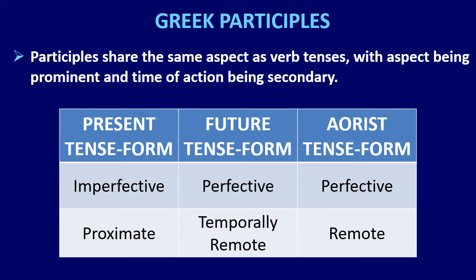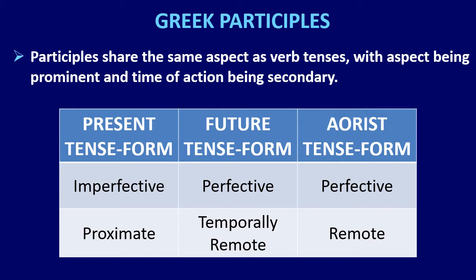And that's why I put back up here the tense forms in which participles occur: present, future, aorist. Now, I left off perfect tense form because that's going to be covered in a future lesson when we get to perfect indicative tense forms, which we haven't even looked at yet. But once we look at the perfect indicative, then we'll look at perfect participles as well. And I'll add that to the box of options here for you.